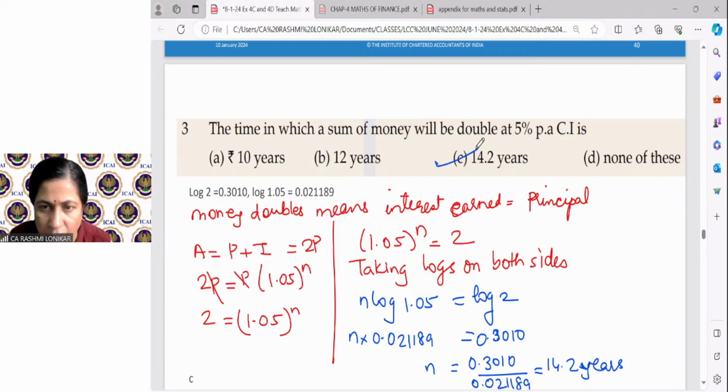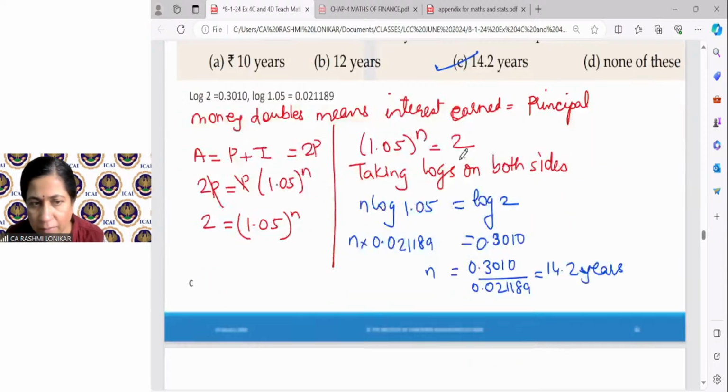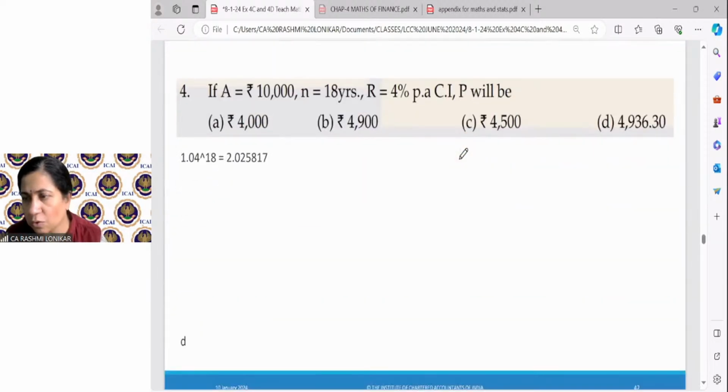Yes, Sumera, Rani, Soumya, Dilip, Anuj, Kritika, Avni. Yes. Okay. Let us go to the fourth sum. A is given, N is given, R is given. In this sum, amount is given, number of years is given, rate is given. What are they asking you to find out? They are asking you to find the principal. For which principal will I get the amount to be 10,000 in 18 years at 4% rate of interest?